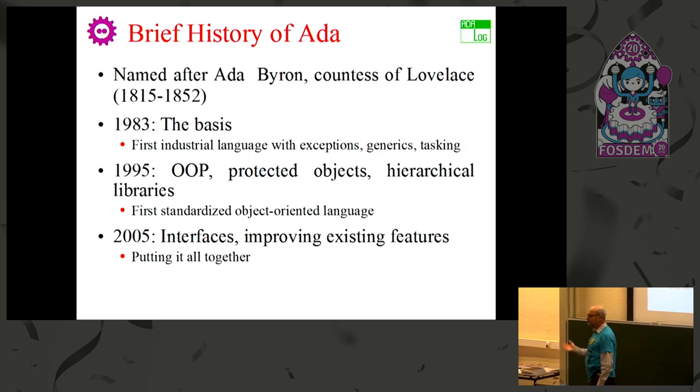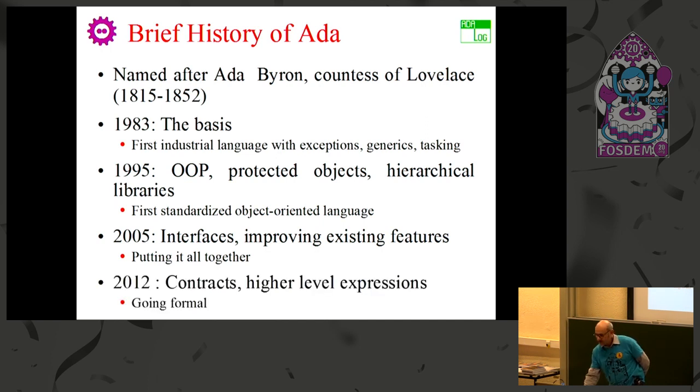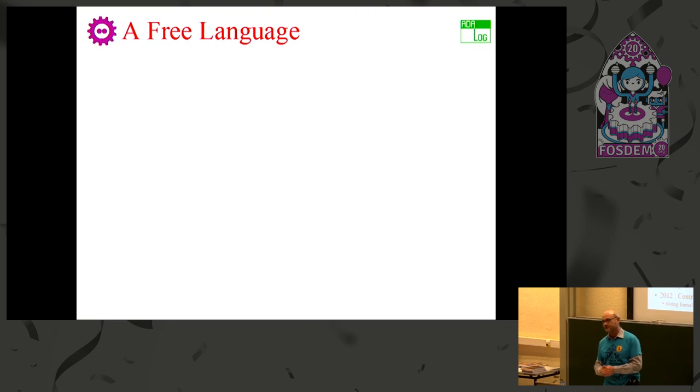2005 brought some improvement from other languages, especially the notion of interfaces that worked mostly like Java interfaces, and also more and more libraries and services that are added to the language in the form of extra libraries. In 2012, which is the latest revision to date, Ada has been going more formal with contracts, preconditions, postconditions, what is called programming by contract. So it's moving to be more and more formal and more, not exactly provable, but checkable at runtime for various conditions.